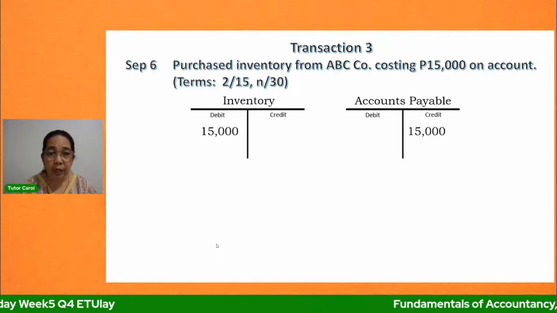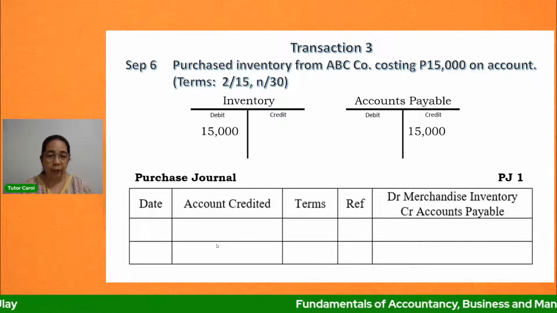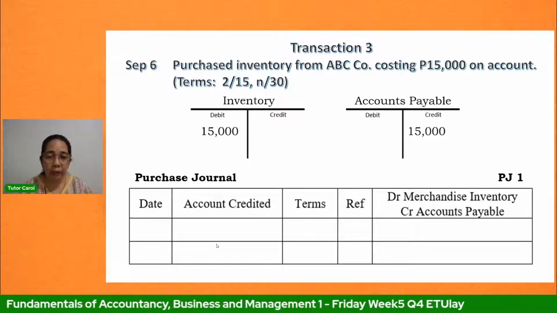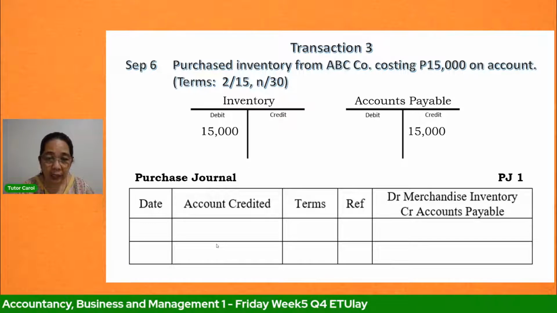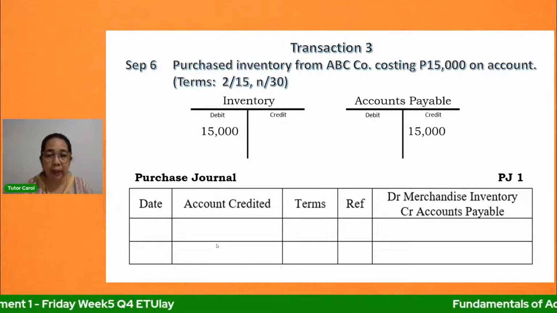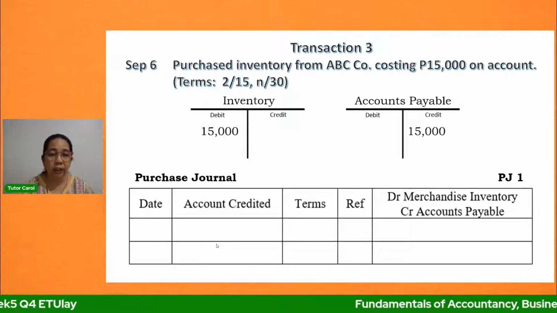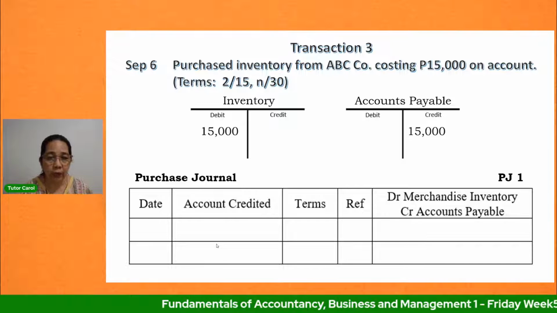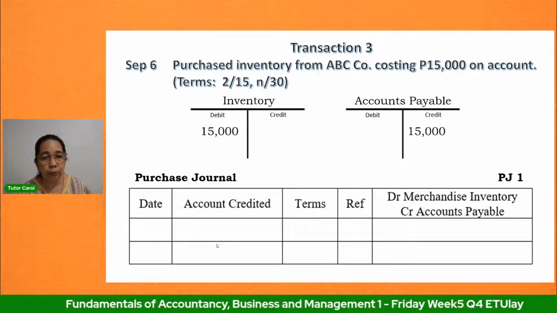Okay, purchase daw, inventory. So, okay, we will use the purchase journal. Okay, on account. Pero pag ang purchases mo, binayaran mo ng cash, hindi ka gagamit ng purchase journal. But ang gagamitin mo ay ang cash disbursement journal. Okay? Since this transaction is on account, so we will use purchase journal.